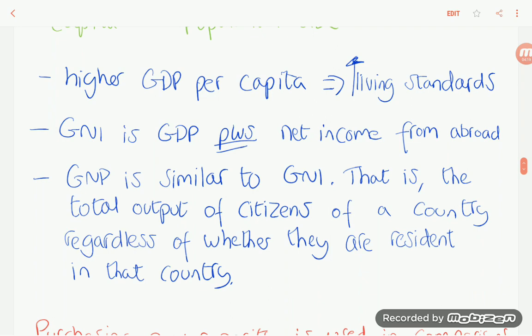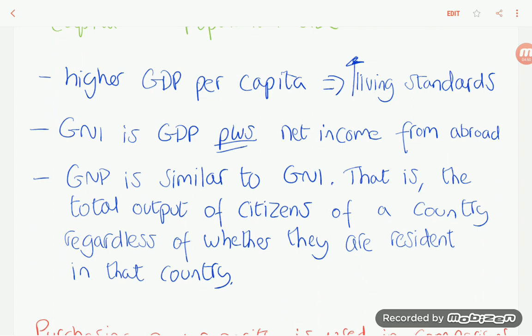Economists also use the following indicators: gross national income, GNI, and gross national product, GNP. GNI is the GDP plus net income from abroad. This net income is any income earned by a country on investments and other assets owned abroad minus any income earned by foreigners on investments domestically.